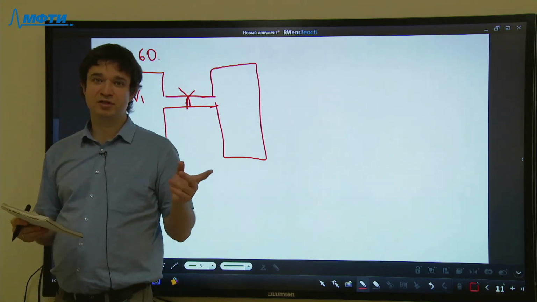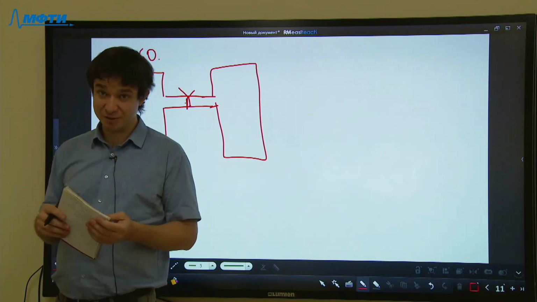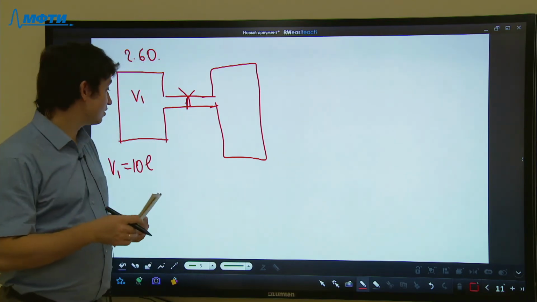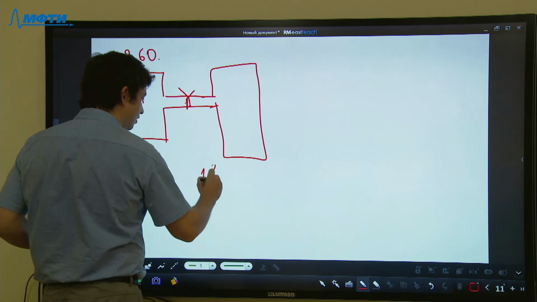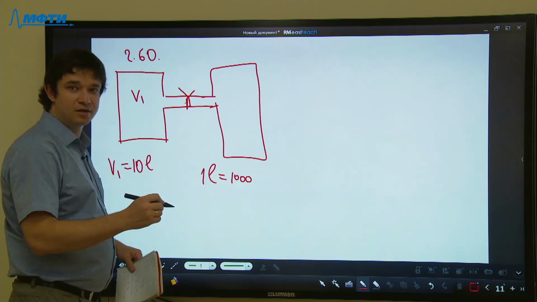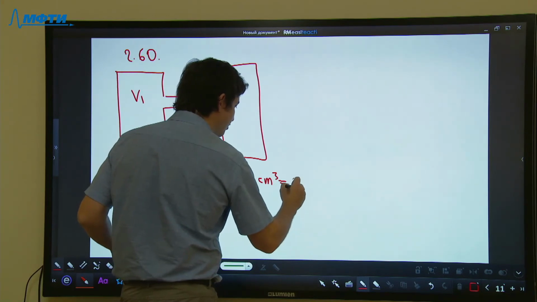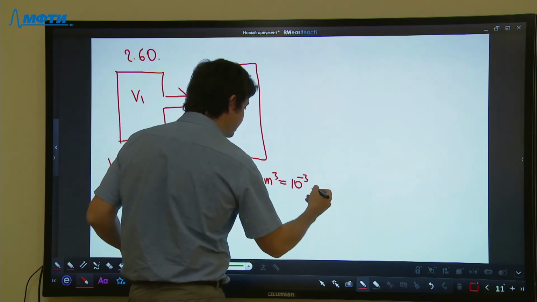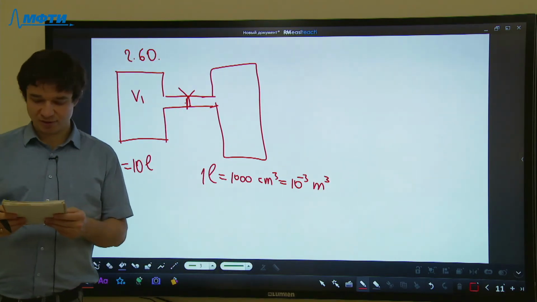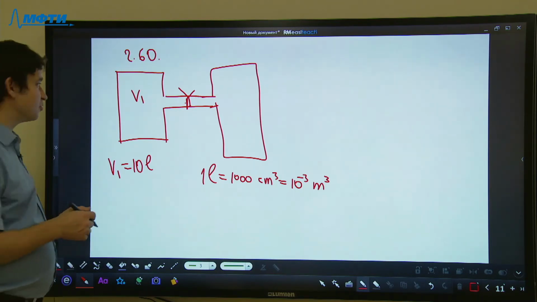Okay, liter is what? I mean volume, but in terms of SI units. How many cubic meters is that? 1,000 centimeters cubed, or probably 1/1,000th of meter cubed. So 10 to the minus 3 of meter cubed. Okay. So we have 10 liters, which contains 2.5 moles of carbon dioxide.